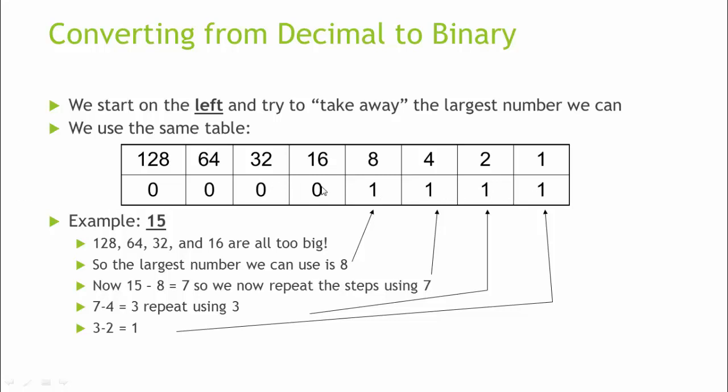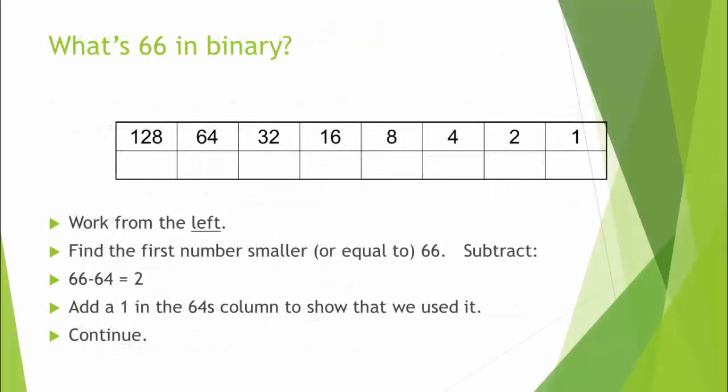The zeros to the left-hand side are unnecessary. You can include them if you want to, or you can leave them out. You only need zeros after a 1 has been put in place, much like when you think about it, the decimal world. Okay, 15 in decimal is 1, 1, 1, 1 in binary. So let's try a tougher one then.